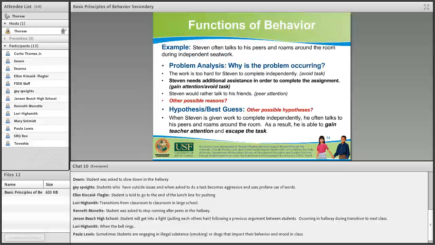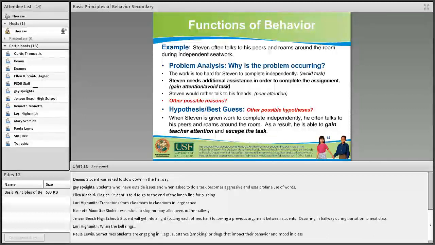Okay, so let's break this into an example a little bit more clearly. Going back to our example of Stephen walking around the room and talking to his peers during independent seat work. During problem analysis, you ask, why is this occurring? Well, maybe the work is too hard for Stephen to do by himself. So when he gets up and talks to his peers and walks around the room, he gets to avoid the task.